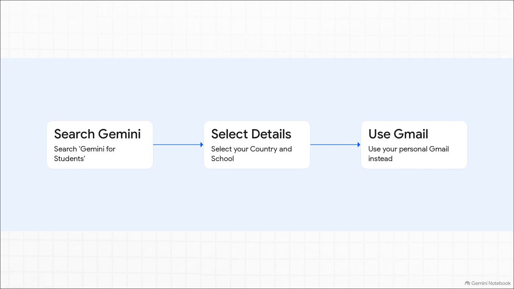Step 1 is super simple. Grab your phone or hop on your computer, go to Google, and just search for Gemini for Students. You'll see a prompt pop up offering AI training for students at no cost. Click that and hit the Get Student Offer button.